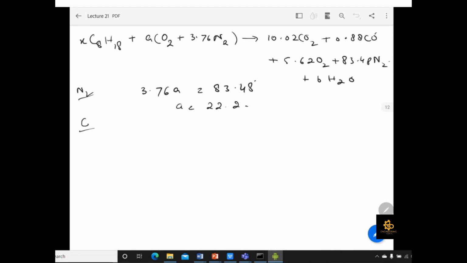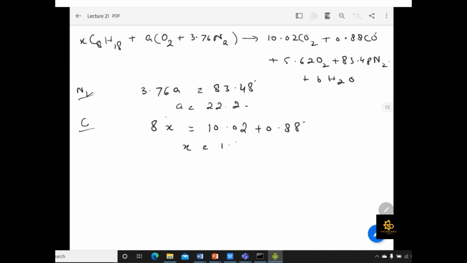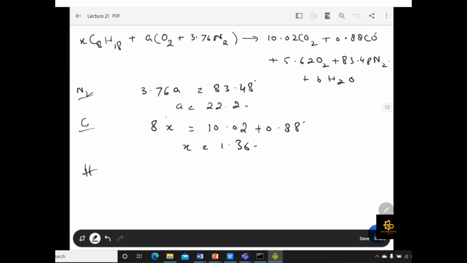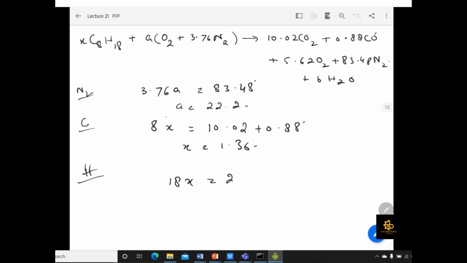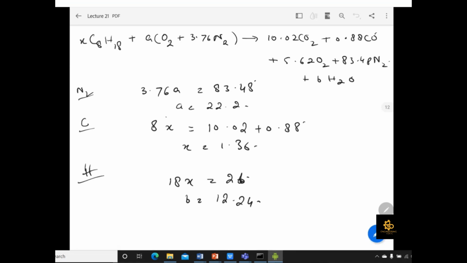Similarly, we have to apply the balance for carbon. So 8x is equal to 10.02 on the product side plus 0.88 on the product side. So you get the value of x, which is equal to 1.36. Similarly, you have to apply the balance for H, so you will get the value of b as well. The H balance gives 18x equal to 2b. The x value is known to us, so we can find the value of b, which is equal to 12.24. Okay, so now we have all the values required in the equation to find the combustion equation.